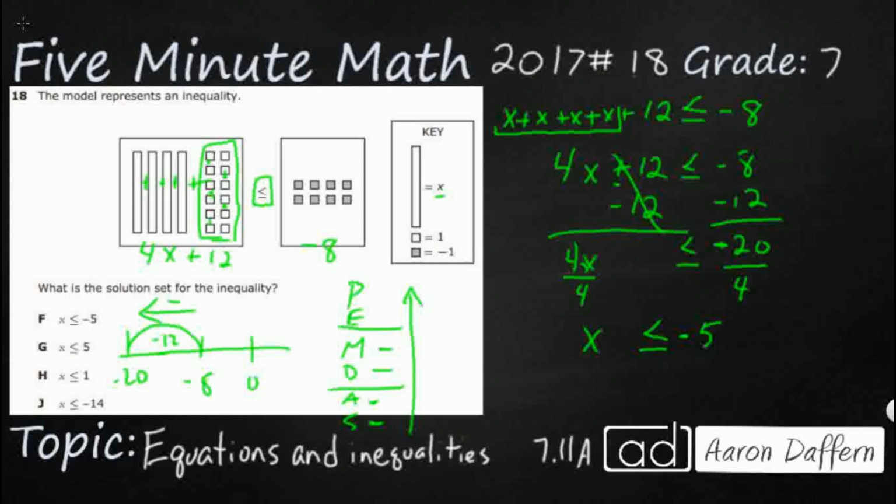You notice how G and F are very close. That's why we have to pay very close attention to this negative symbol. So we're not going to choose G nor H, definitely not J. So the answer here is F.